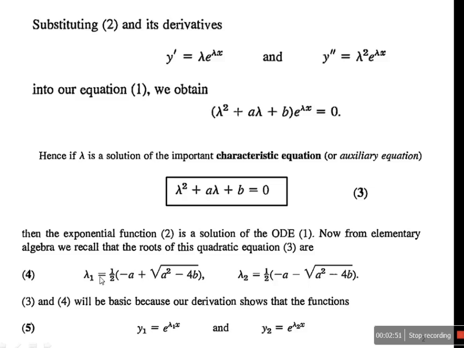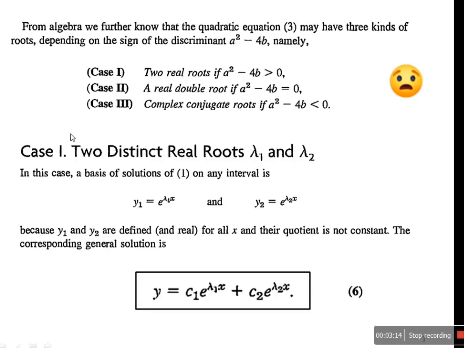Lambda 1 and lambda 2, we can put them in the exponents. That means now y1 is equal to e to the lambda 1 x and y2 is equal to e to the lambda 2 x. So we have two solutions here, y1 and y2.